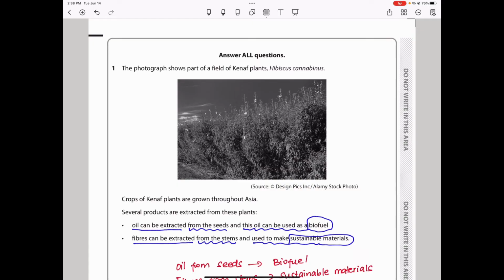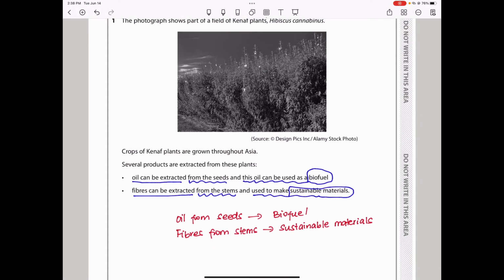Question 1 says, the photograph shows part of a field in Kenna plant hibiscus cannabinus. It says crops of Kenna plants are grown throughout Asia. Several products are extracted from these plants. Oil can be extracted from the seeds, and this oil can be used as a biofuel. This is important if something can be used as a biofuel.